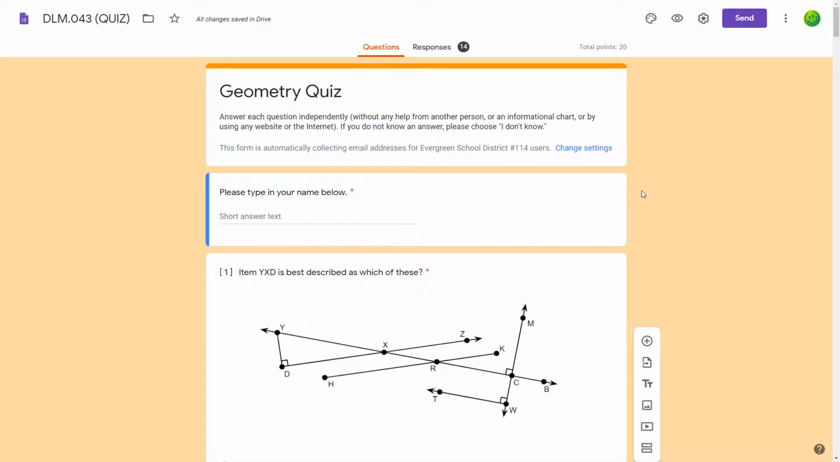This is the Geometry Quiz DLM-043, and I'm going to help you with the formatting of the test. Not so much with the answers. You'll get the answers, but that's not the point. The point is being able to understand how to take the test.